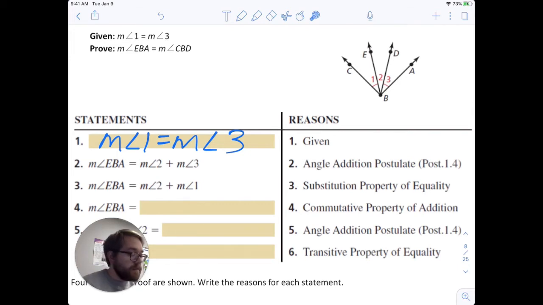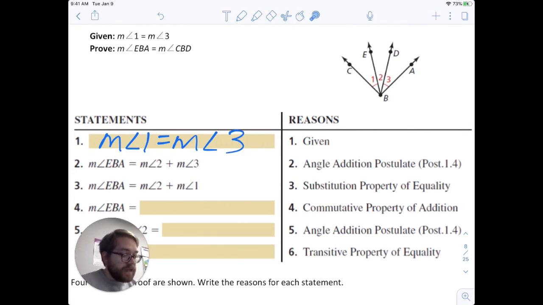And if we know that the measure of angle EBA is equal to the measure of angle 2 plus the measure of angle 3, then we also know the measure of angle EBA is equal to the measure of angle 2 plus the measure of angle 1. How do I know that? Because of the substitution property of equality. Right? If we know the measure of angle 1 is equal to the measure of angle 3, then I can replace these. So instead of the measure of angle 3, I'll say the measure of angle 1 plus the measure of angle 2 is equal to that.